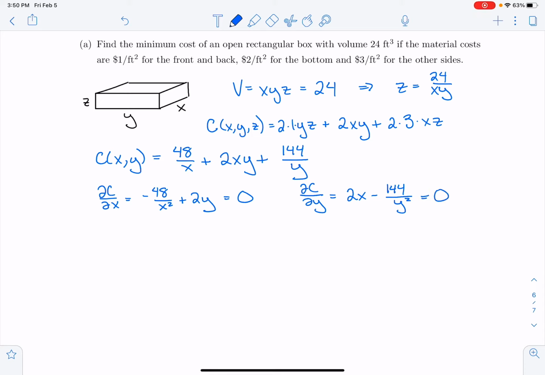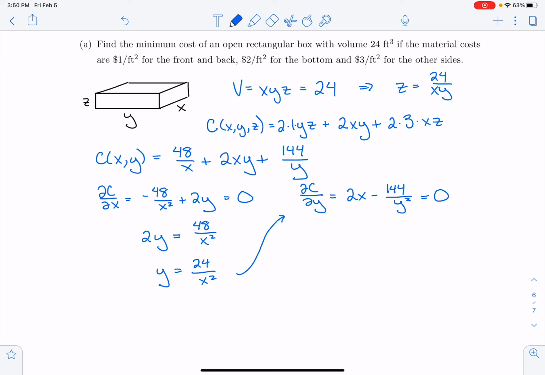Okay, so let's see. Let's say that 2 times y, using the first equation, is equal to 48 over x squared. So y is equal to 24 over x squared. And then what I'm going to do is I'm going to substitute that in to the other equation.